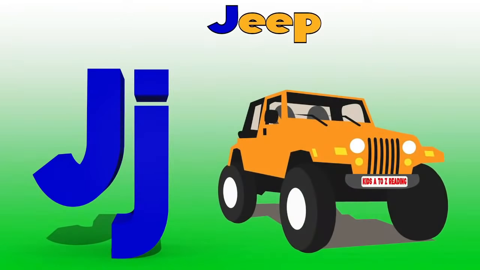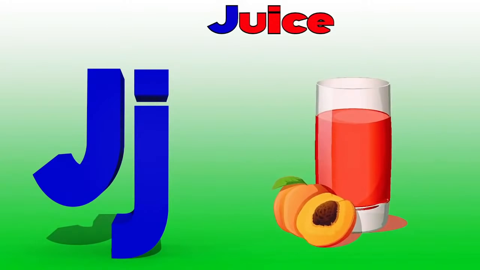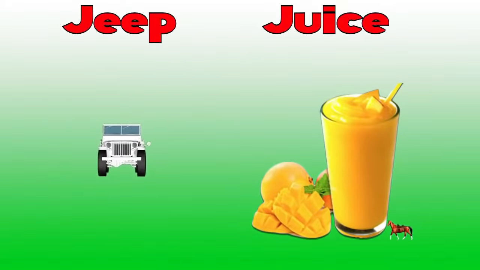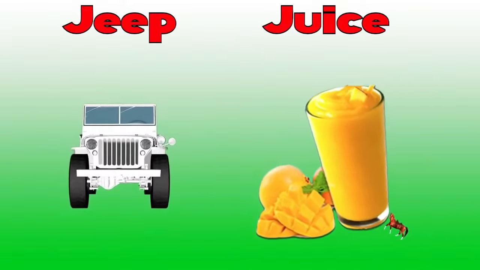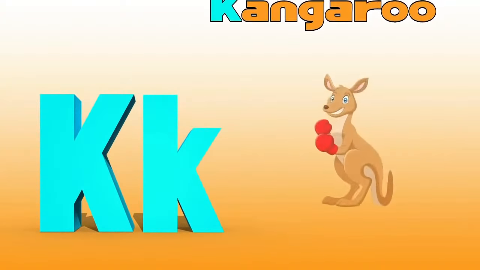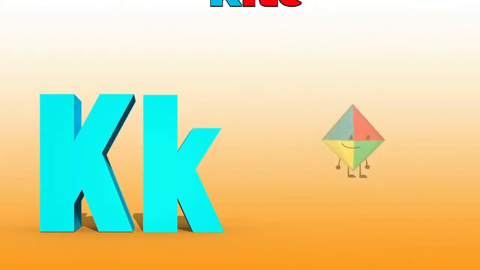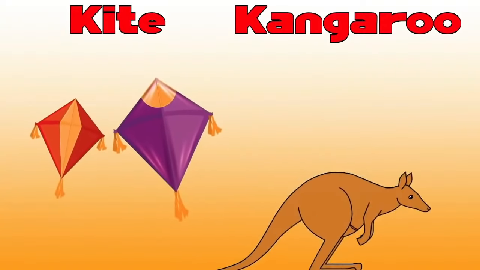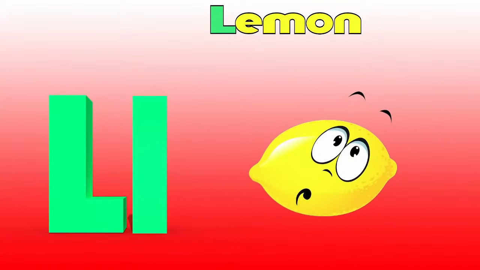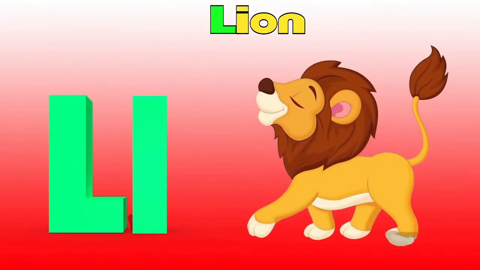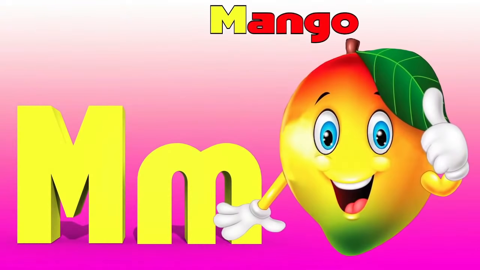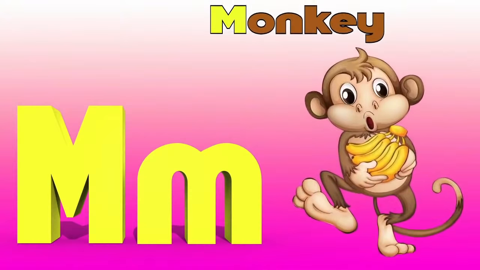J for jeep. J for juice. K for kangaroo. K for kite. L for lime. L for lemon. M for mango. M for monkey.